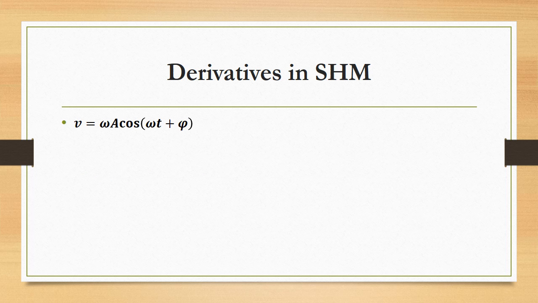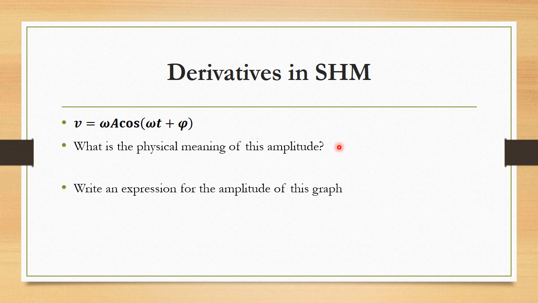Okay, so let's think about what the graph of velocity versus time would look like for a simple harmonic oscillator. For starters, what would be the meaning of the amplitude of the graph? And I don't mean the word amplitude like capital A, maximum displacement from equilibrium. I just mean the amplitude of the velocity time graph. And then what is an expression that gives us that amplitude? Pause now and see if you can find these.